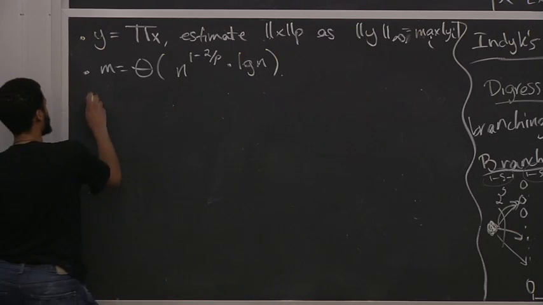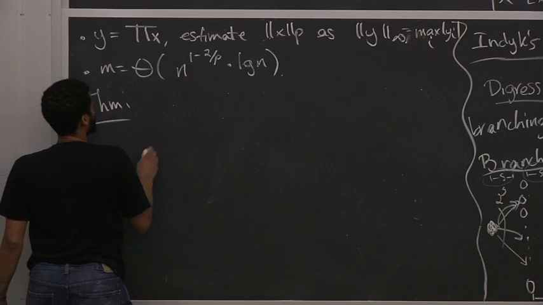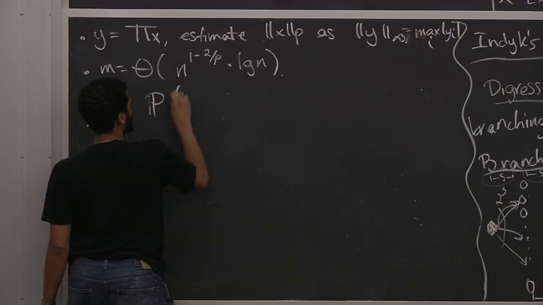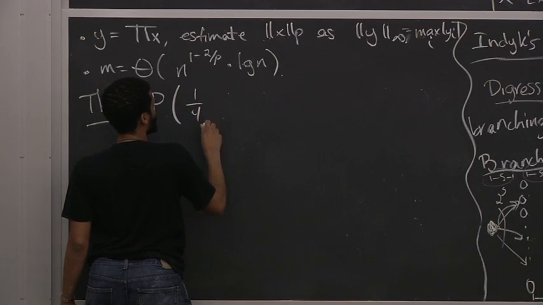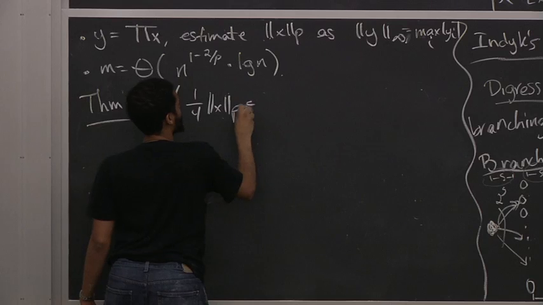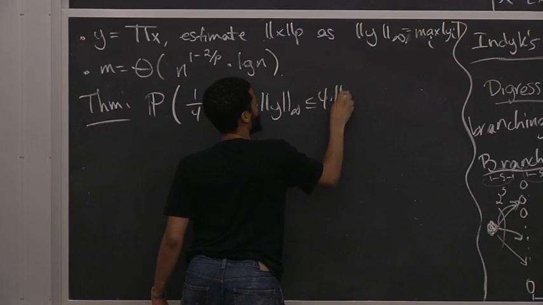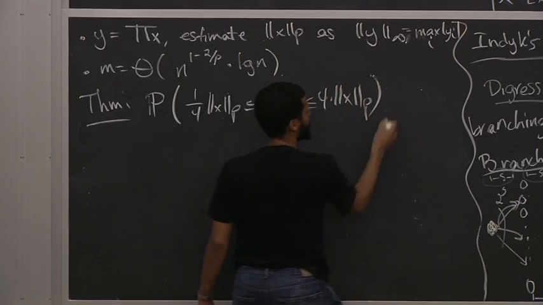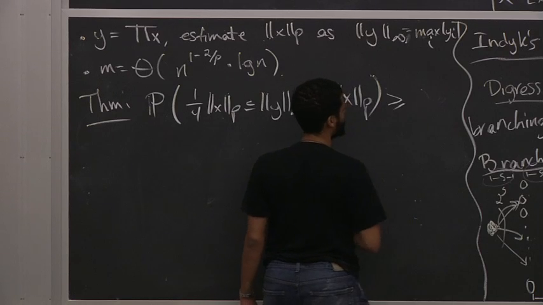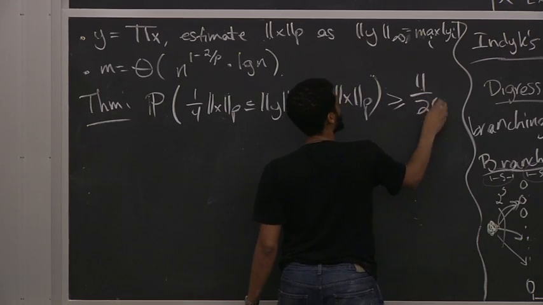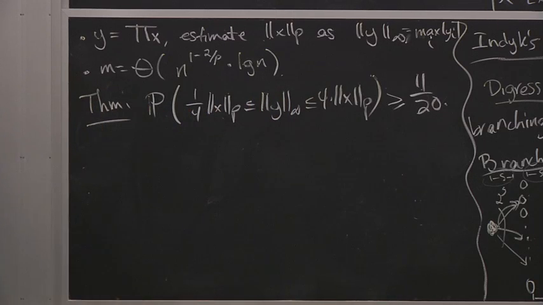So the theorem is that the probability that 1/4 of the Lp norm is at most ||y||_infinity, which is at most 4 times the Lp norm, is at least 11/20 or something. Something strictly bigger than a half. Right? So if you want to make that 1 minus delta, you'll take the median of lots of these estimators in parallel.